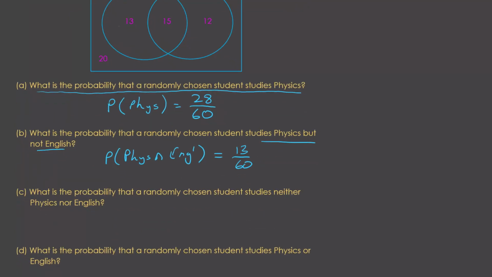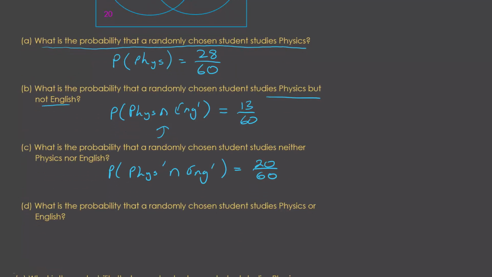What's the probability that a randomly chosen student studies neither physics nor English? Well, that's going to be those 20 people just there. Now, if we carry on and try to use notation like this, those people are not physics and not English. So that's 20 out of 60.